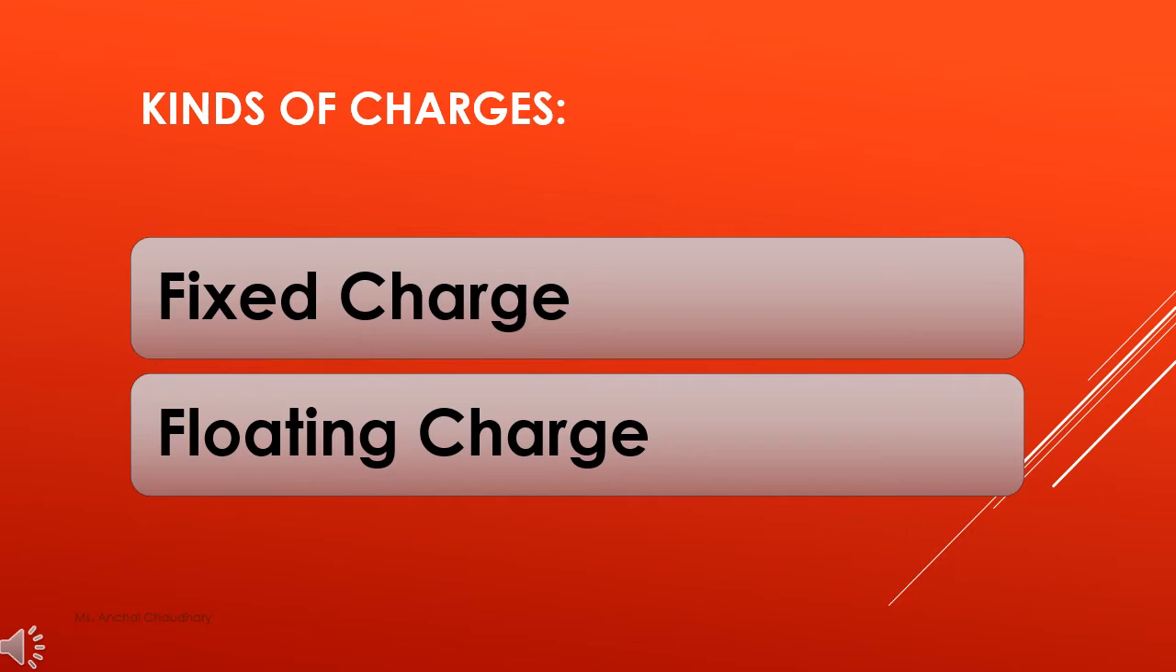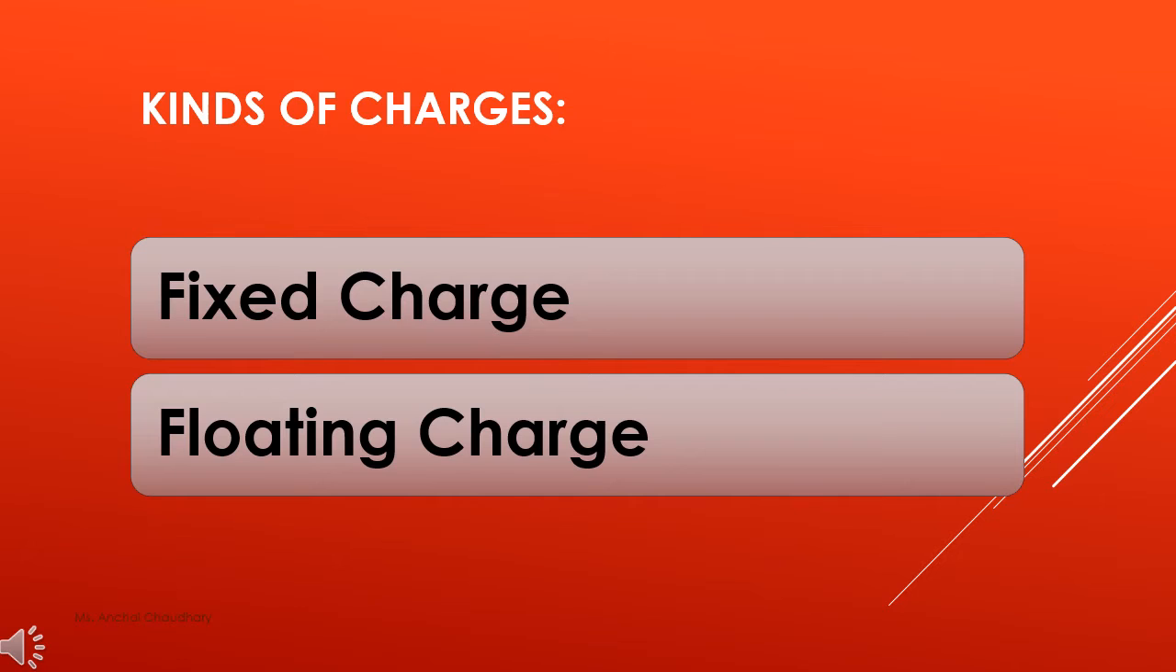Kinds of charges. Basically, there are two types of charges, that is fixed charge and floating charge. A fixed charge is a charge which is identifiable with specific and clear assets at the time of creation of the charge. It has already been decided which asset or property will be involved and what the time period will be. So the company can't transfer such identified and defined property unless the charge holder, or you can say the creditor, is paid off his dues. So this is your fixed charge.